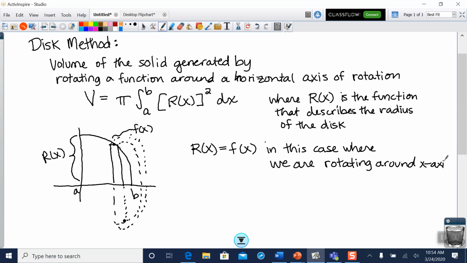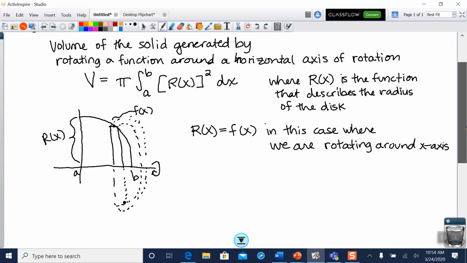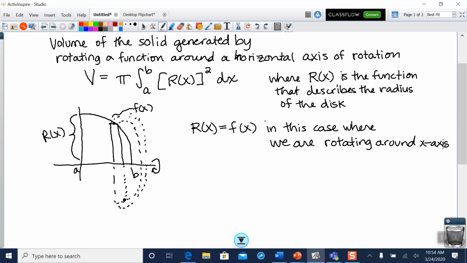Now, in general, what I like to do when I'm doing this is I'll put a little circle over here and I'll show where I'm rotating around, so I make sure that I know where I'm rotating and that I'm understanding where my r of x function is coming from. Again, if you have a question about where this formula comes from, you can watch the video from Khan Academy. It has much better drawings to explain where that formula is coming from.